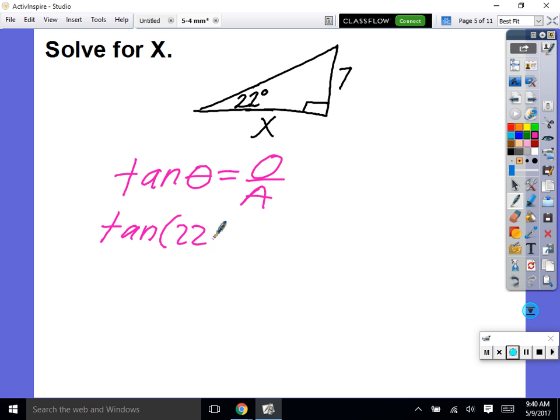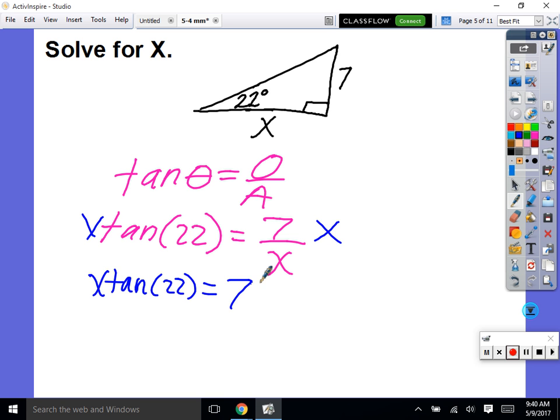Tangent of 22 equals my opposite, which is 7, over my bottom, x. We always multiply by what's on the bottom. Now I'm going to make a point here. Would you undo tangent in this one? No, because then you have a floating 22 degrees. Multiply both sides by x. So now you have x tangent of 22 equals 7, because our x is divided out.